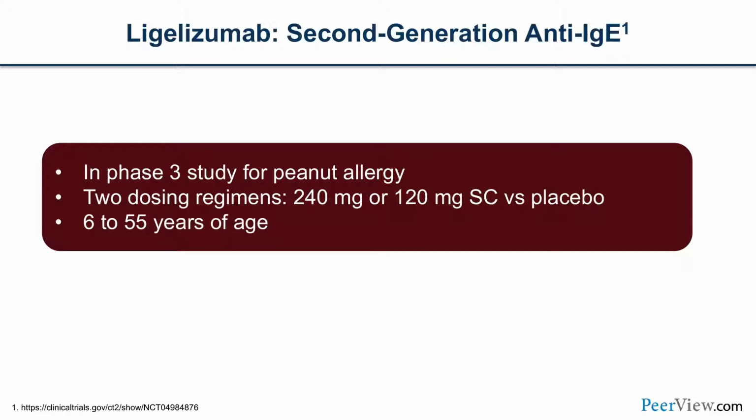And in this phase 3 study, which is focused only on peanut allergy, there are 2 different doses of Omalizumab being compared to placebo in patients 6 to 55 years of age. This study just got off the ground 3 or 4 months ago, and we'll be anxiously awaiting results of both of these studies over the next couple of years.